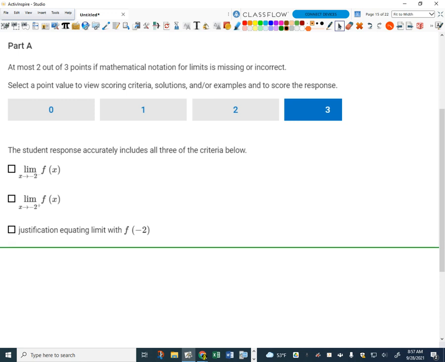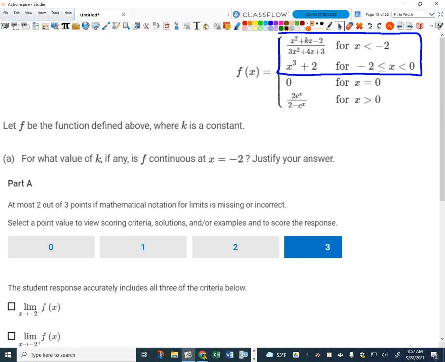You have to have the limit from the left, the limit from the right. We have to show that, in order to make those equal, we're going to set a value of k. And then we also have to show that after we've calculated what k needs to be for the limit, the value of the function is equal to the value of the limit there, right? The bottom piece of these two, this piece right here, is including -2.